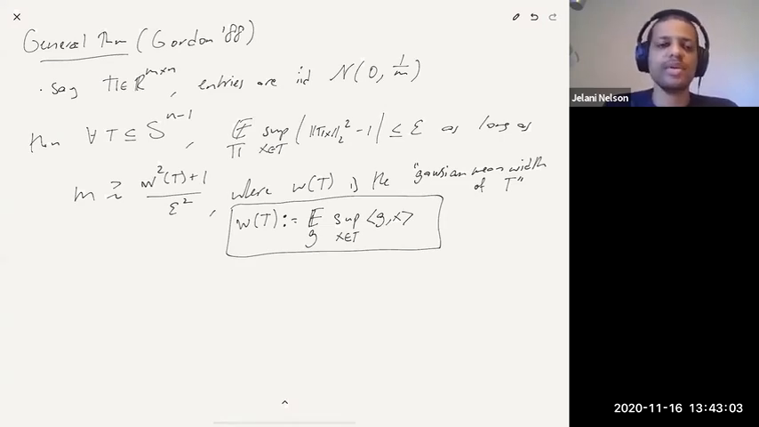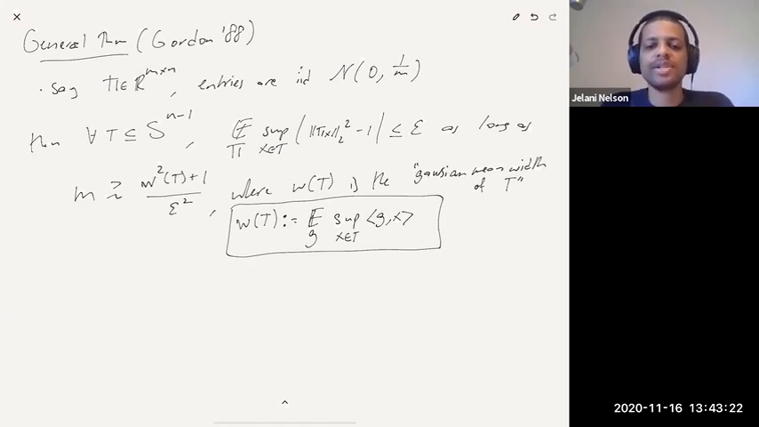And actually, Gordon had a proof that was specifically for Gaussians. It didn't work for other distributions. Now what we know is that this theorem holds even if the entries of pi are sub-Gaussian, meaning they decay at least as fast as the Gaussian. So for example, plus or minus ones would work. Rademachers would work.